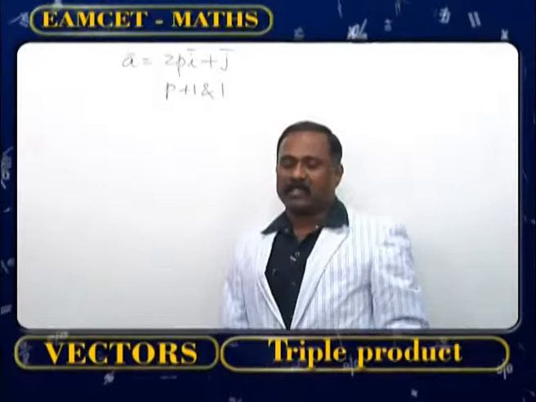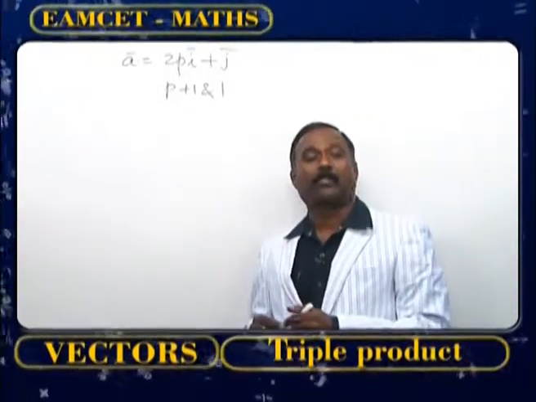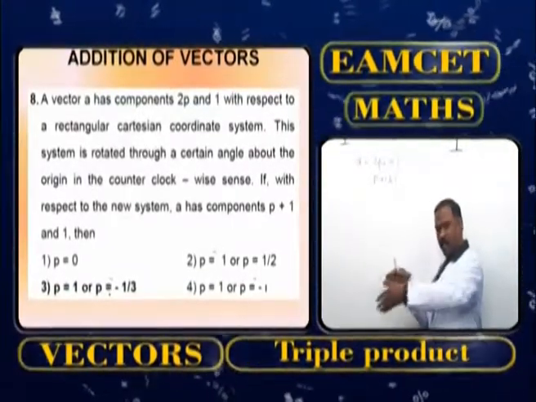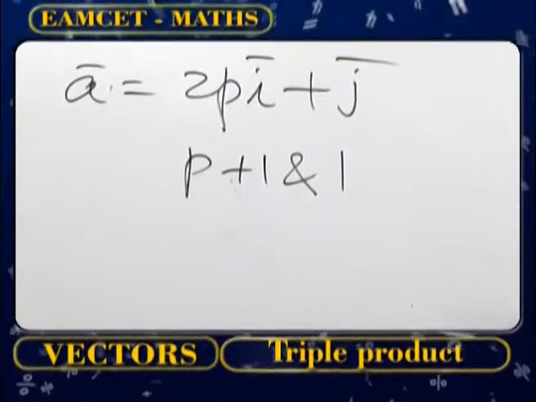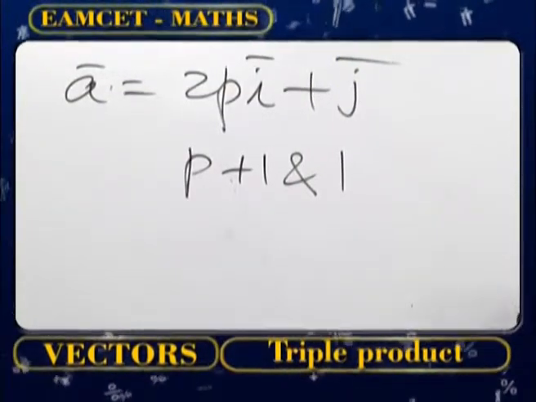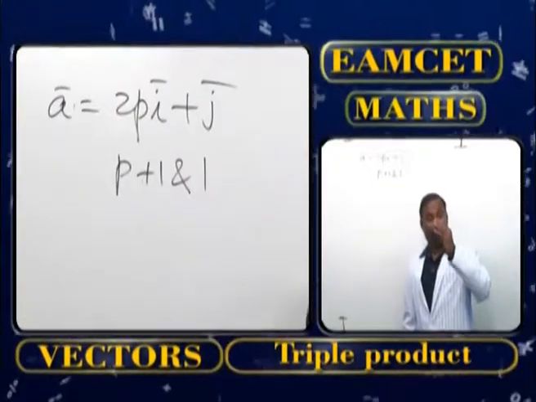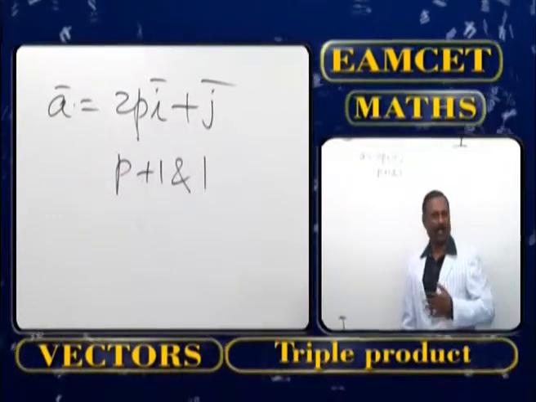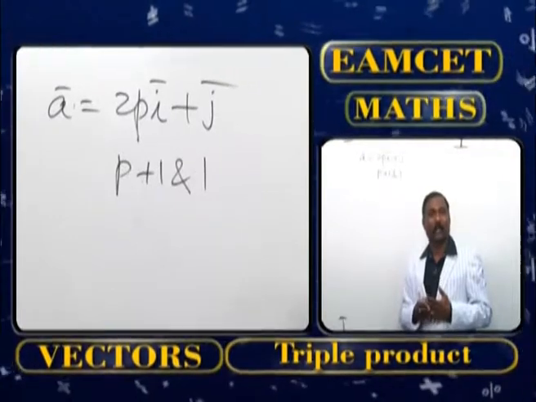And this system is rotated through a certain angle about the origin in the counterclockwise direction. That is the origin. This is the x-axis, y-axis, z-axis. This is rotated through some angle. Whatever the rotation is, the very important part you have to remember, in the shifting of origin, what are the quantities, what are the parameters that do not change?